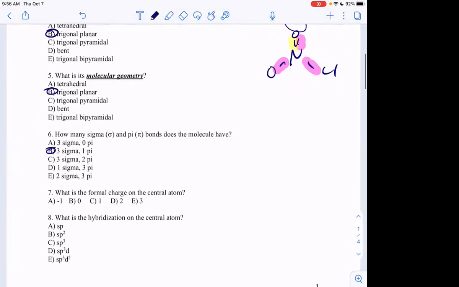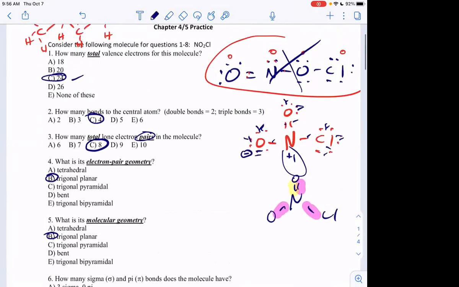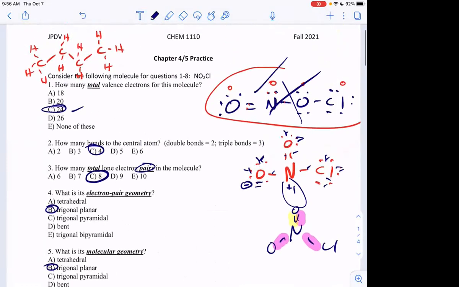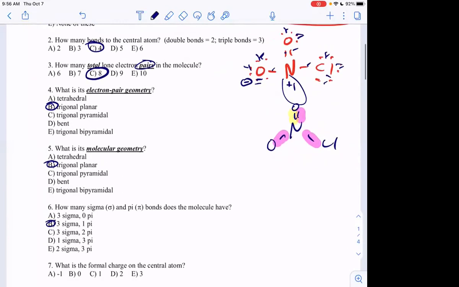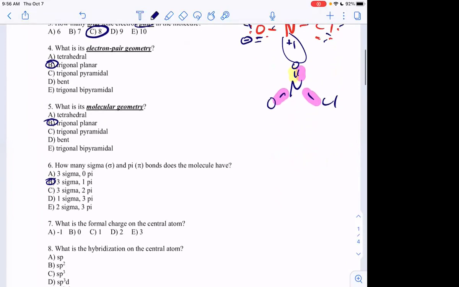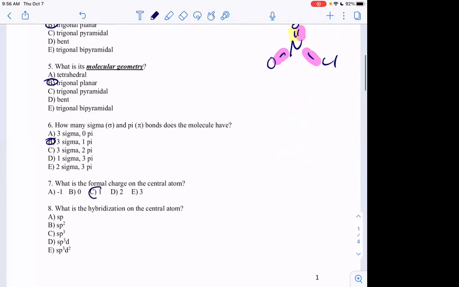What's the formal charge on the central atom? And that's why the structure up here is a little confusing because there is no real central atom. But when you draw it like this, obviously there's nitrogen. What's the formal charge? We already did that, right? It's +1. What's the hybridization on the central atom?